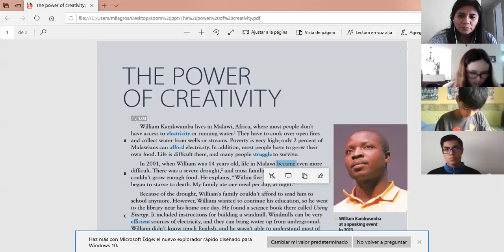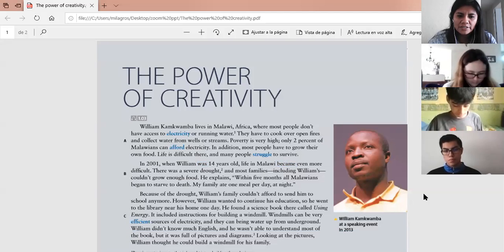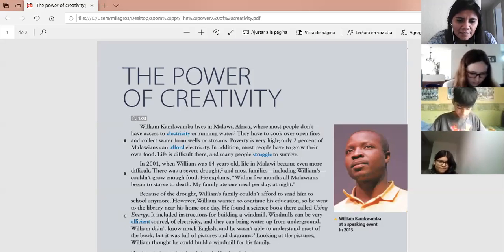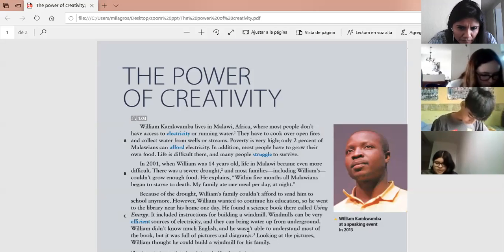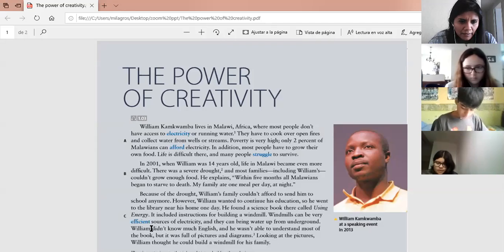Volunteer for the number 2. Cielo Guaman, go. Which paragraph for sentence number 2? Letter C. Okay, so can you read the sentence, please, Cielo? William didn't know much English, and he wasn't able to understand most of the book. But it was full of pictures and diagrams.